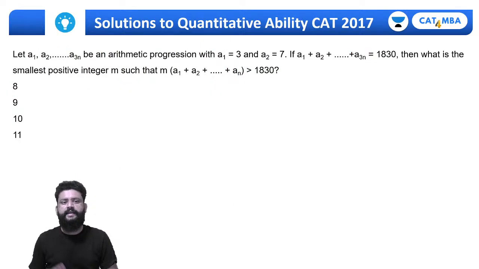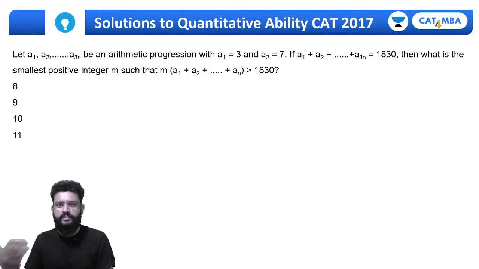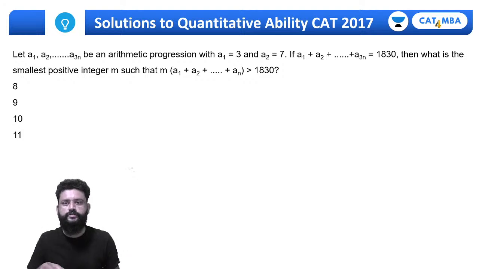So let's go. Then I'll start with slot 2 from CAT 2017 only. Then we'll finish with slot 2. Then we'll go to 2018, then 2019. So that's the target for a week. I'll try to cover all the questions from the last 3 years.